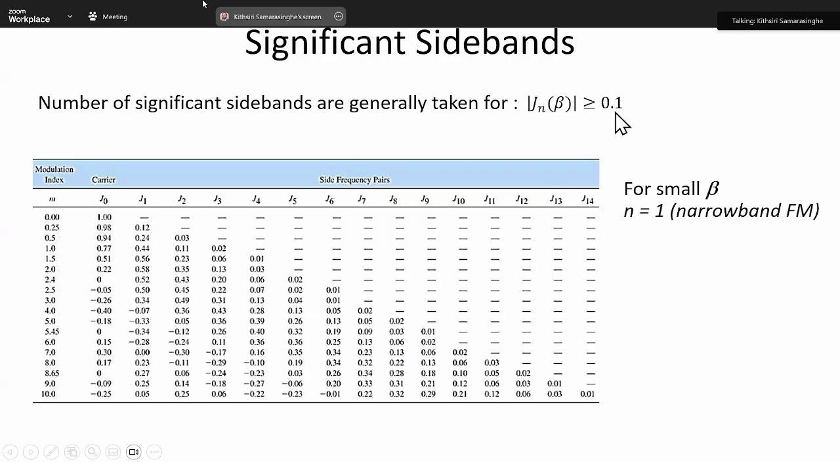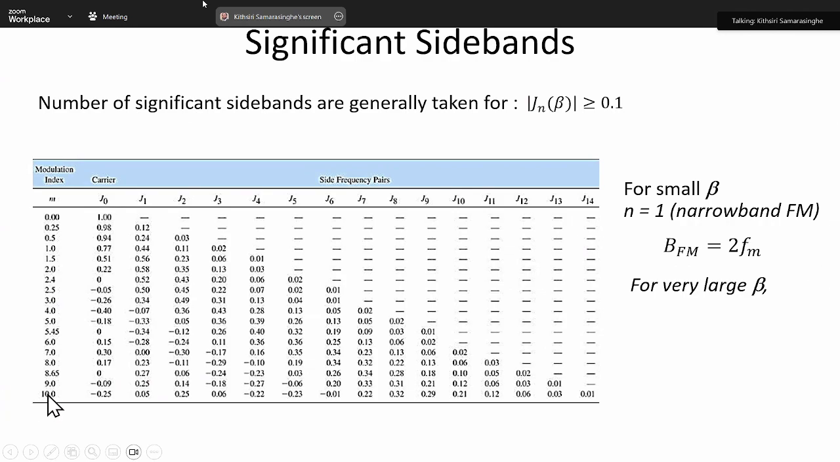This is that rule, beta greater than 0.1 must be considered. By observing this table, you can notice that if beta is very small, like narrowband, it's only one side frequency pair, or the first pair of side frequencies, that is significant. Therefore, bandwidth is comparable with AM. It is 2FM.